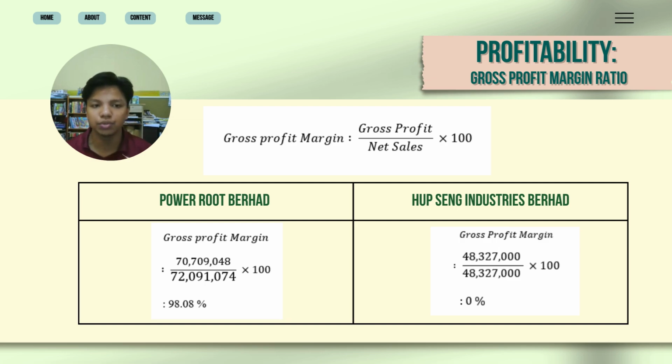HSIB, however, shows 0% gross profit. This is a red flag. It likely means HSIB's cost of goods sold equals its total sales, leaving nothing to cover other expenses. Alternatively, there may be a data error, or HSIB might be a service-based company where cost of sales is recorded differently. This requires further investigation.